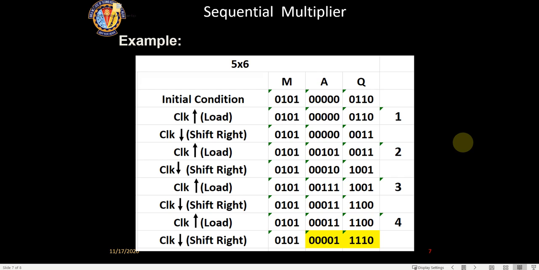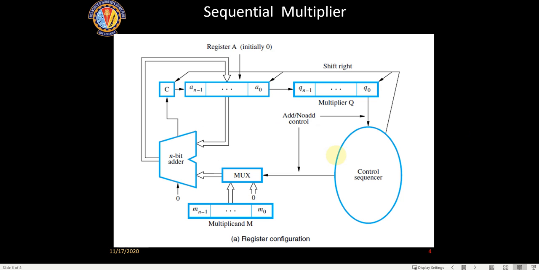In the next class, what we are going to learn is the Booth algorithm. Okay, so this algorithm, mind you, is only for unsigned numbers. If you are going to multiply a positive number and a negative number, you have to keep the sign bit separately, do the multiplication, and subsequently put back the sign.